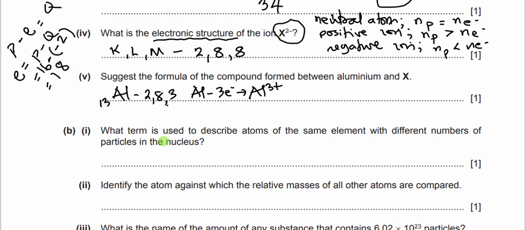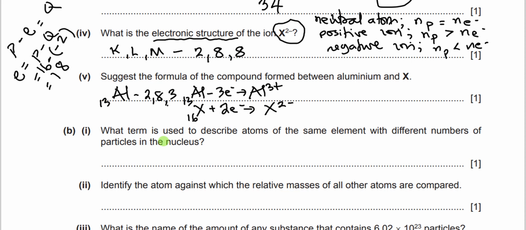Al3+, right? Fine. And this element X will gain 2 electrons to give us X2-, from 16, right? And this is 13, fine.